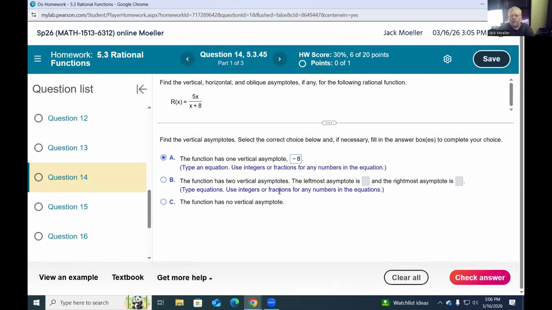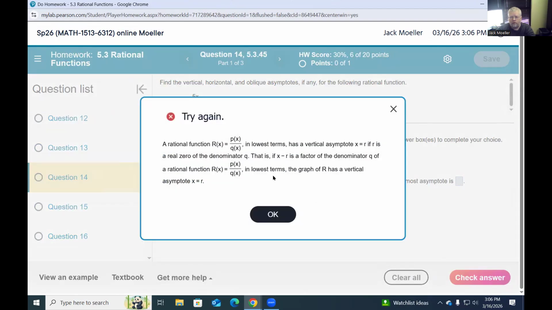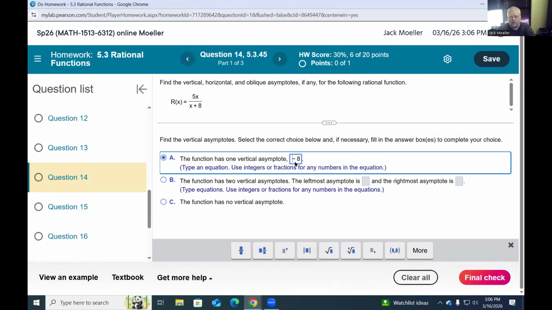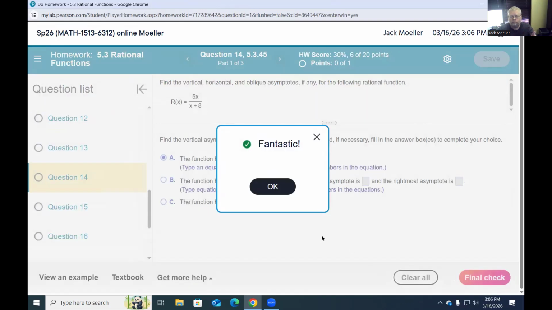So why did it count it wrong? Well, let me check the answer again. So notice that before, when it's multiple choice, the x equals was there, I did not put the x equals. So this is one place where they're being picky, and I'm glad they are, because if you have a vertical asymptote, it's a vertical line. You need x equals. Probably a lot of people will miss that.